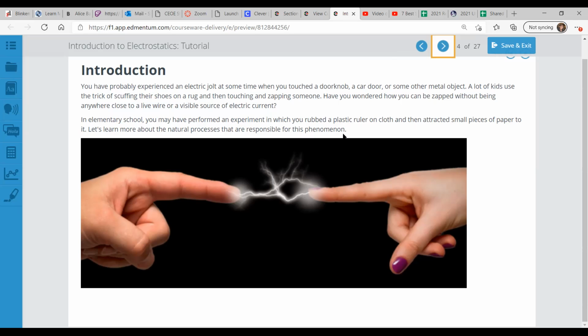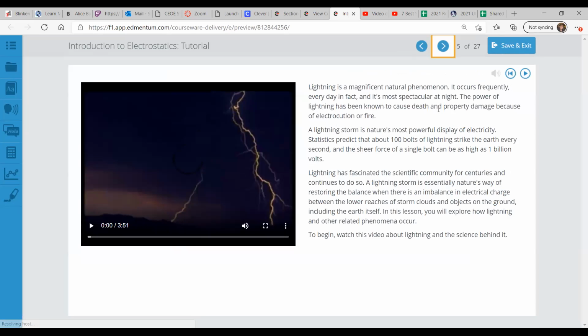Perhaps in elementary school or even middle school, you may have performed an experiment in which you rubbed a plastic ruler on cloth and then attracted small pieces of paper to the plastic ruler. We're going to learn about the natural processes that are responsible for this type of physical behavior.